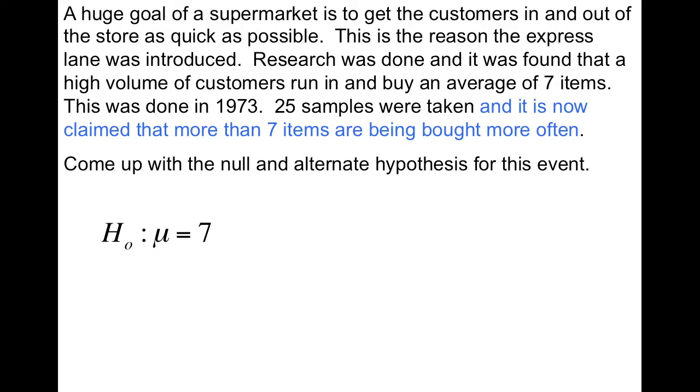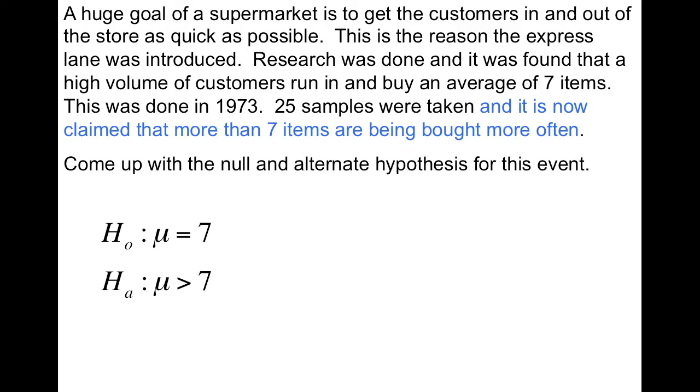Again, the null is always going to have the equal symbol in it. We have the mu and the value 7. That's going to be the same for both the null and the alternative. Now, the claim is it is now more than 7 items. That more than 7 items are being bought. So that means greater than. Mu is greater than 7. So there's our null, there's our alternative. Now we can move forward.